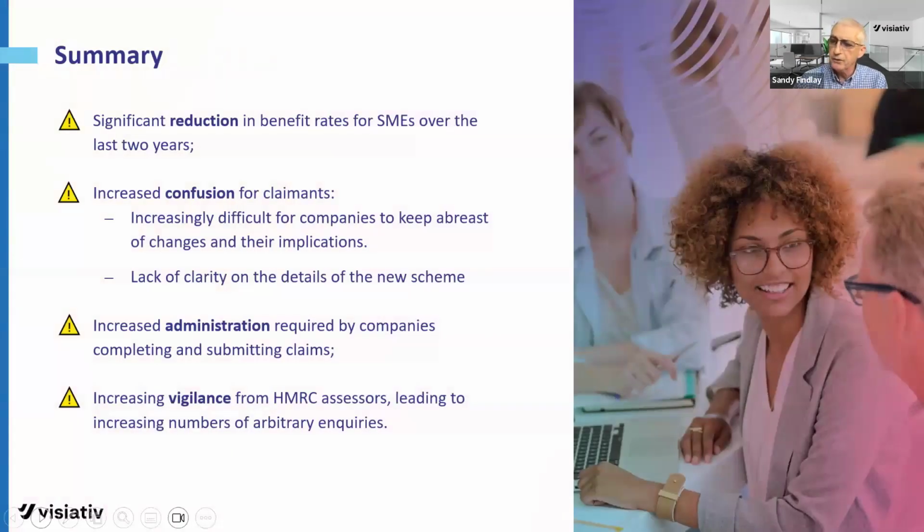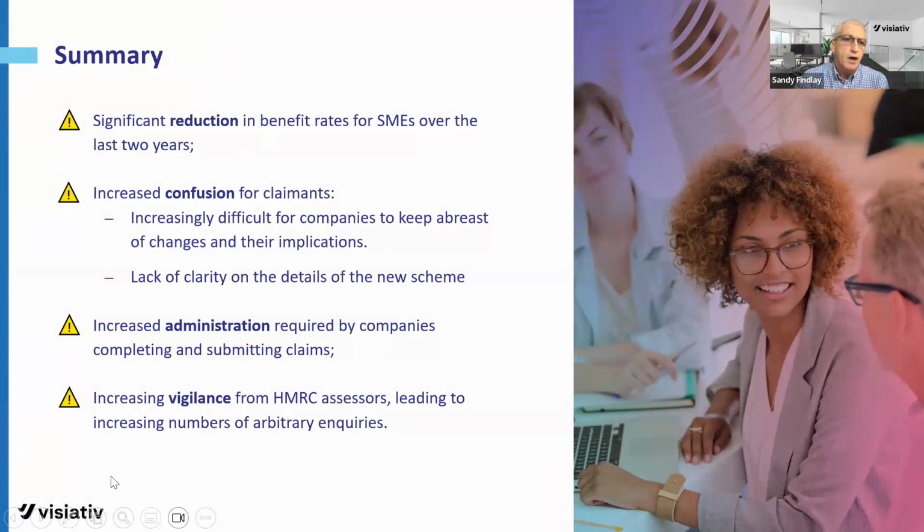So the first thing to say is that at a high level, we've got an obvious reduction in benefits coming in. For profit-making SMEs, there's an overall reduction of 39% in the benefit you get. For loss-making SMEs, when the new changes come in this April, it's going to be a 55% reduction in your benefits.